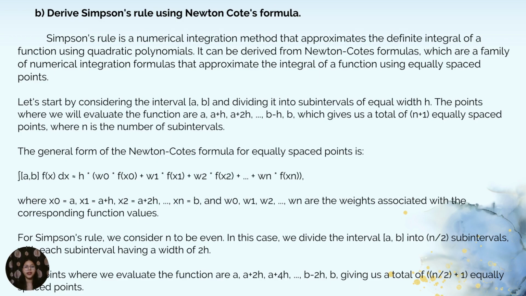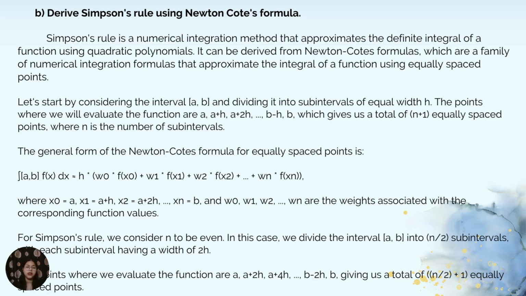Part B. Derive Simpson's rule using Newton-Cotes formula. Simpson's rule is a numerical integration method that approximates the definite integral of a function using a quadratic polynomial. It can be derived from the Newton-Cotes formula, which is a family of numerical integration formulas that approximate the integral of a function using equally spaced points. Let's start by considering the interval a, b and dividing it into subintervals of equal width h. The points where we will evaluate the function are a plus h, a plus 2h, and so on till b minus h and b, which gives us a total of n plus 1 equally spaced points, where n is the number of subintervals.